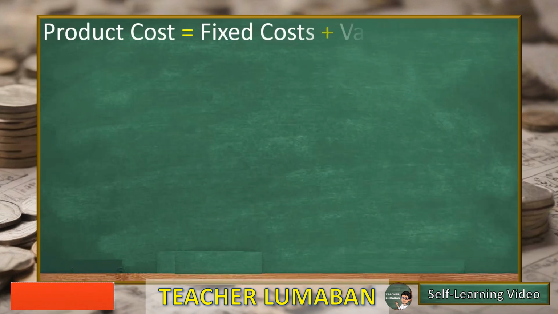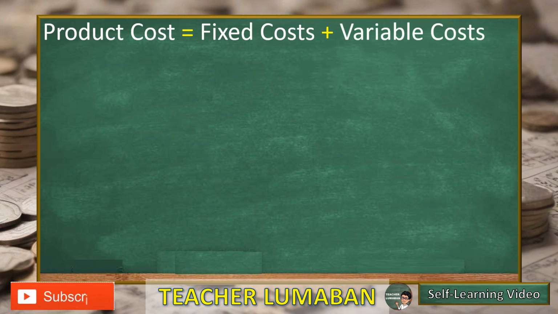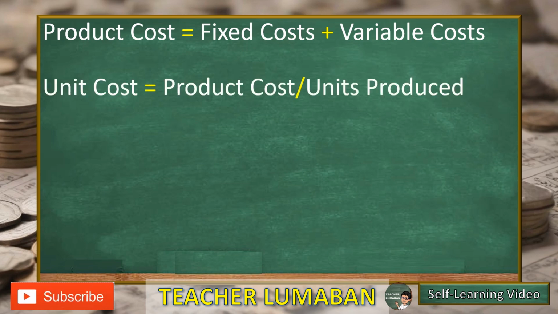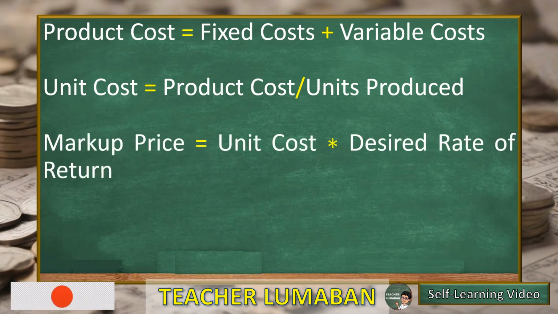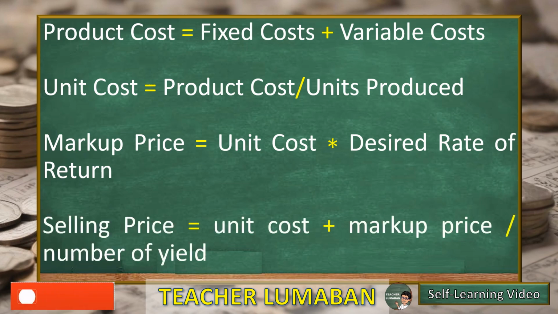Product cost equals fixed costs plus variable costs. Unit cost equals product cost over units produced. Markup price equals unit cost multiplied by desired rate of return. Selling price equals unit cost plus markup price over number of yield.